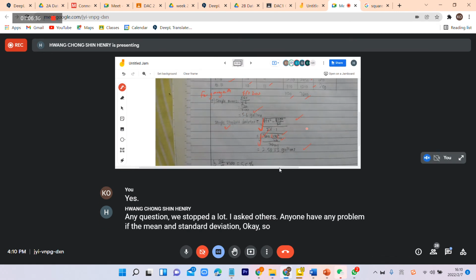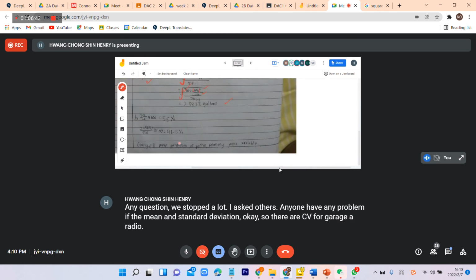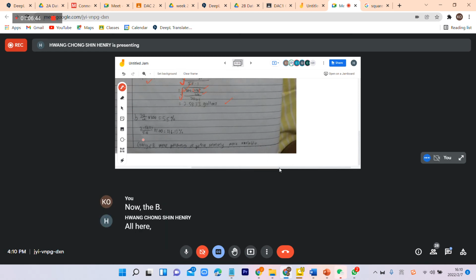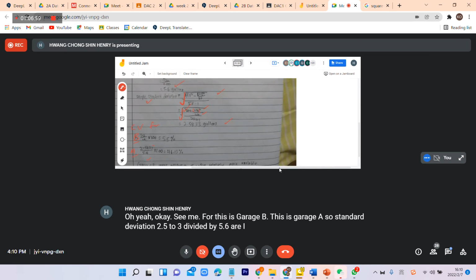Okay, so your CV for garage A, where do you write? Here. Okay, CV. This is garage B, this is garage A. So standard deviation 2.533 divided by the mean 5.6, times 100%, is 46.13.